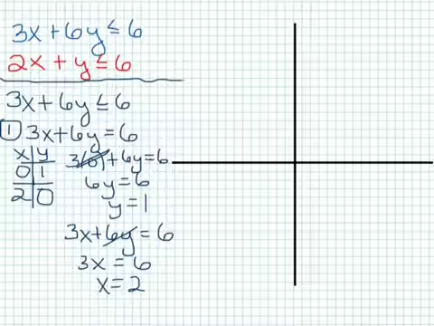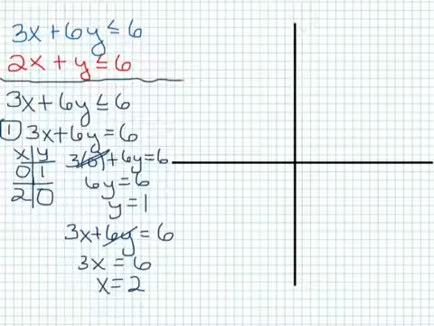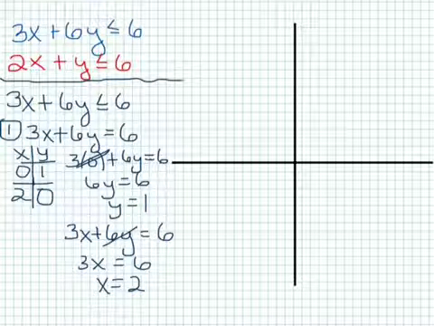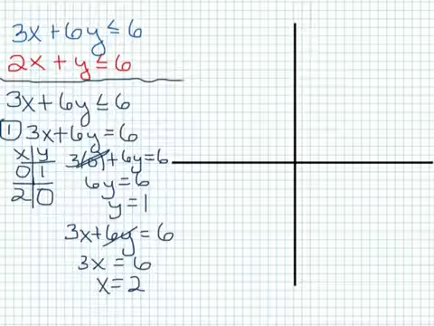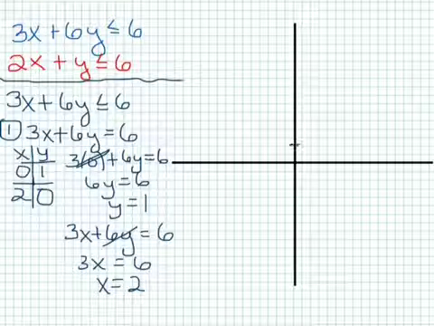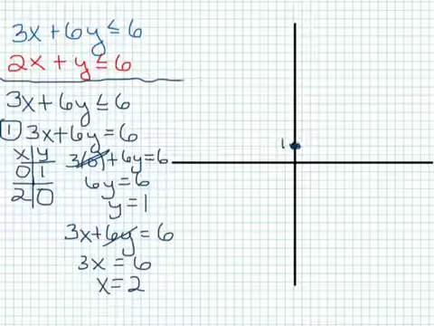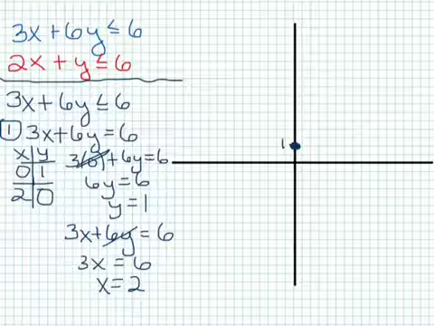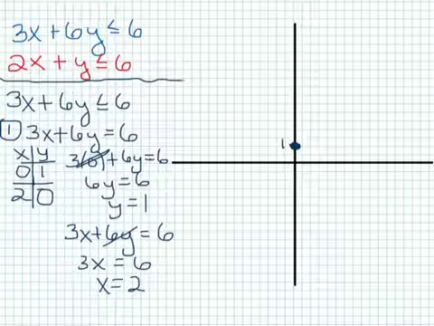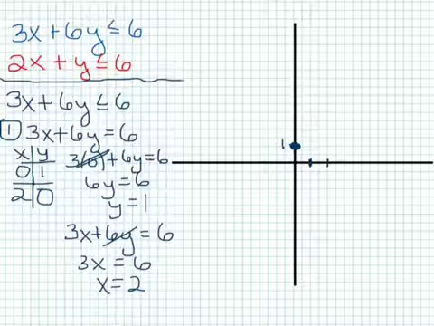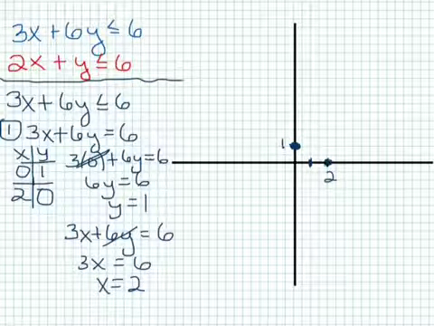Okay, so let's plot those 2 points. I have x equals 0 and y equals 1. X equals 0, let's put y equals 1 up here. I'll plot that dot. And x equals 2 and y equals 0, let's go 1, 2, and y equals 0. We'll plot that dot.